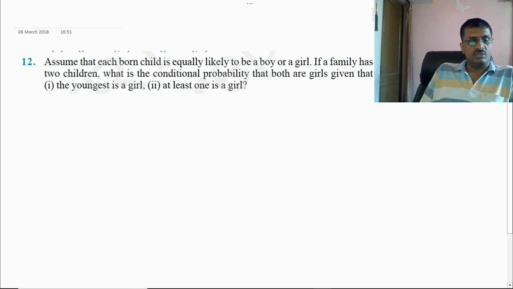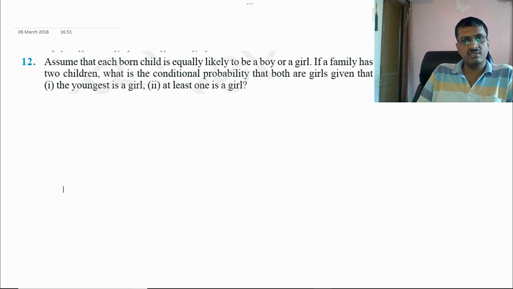Now I'm gonna do a few questions for your better understanding. Now let's begin with this question. This is question number 12 of the first exercise of your chapter probability in NCERT. This question says if there are two children in the family, they can be boys or girls, whatever they may be. What is the probability that both the children are girls?